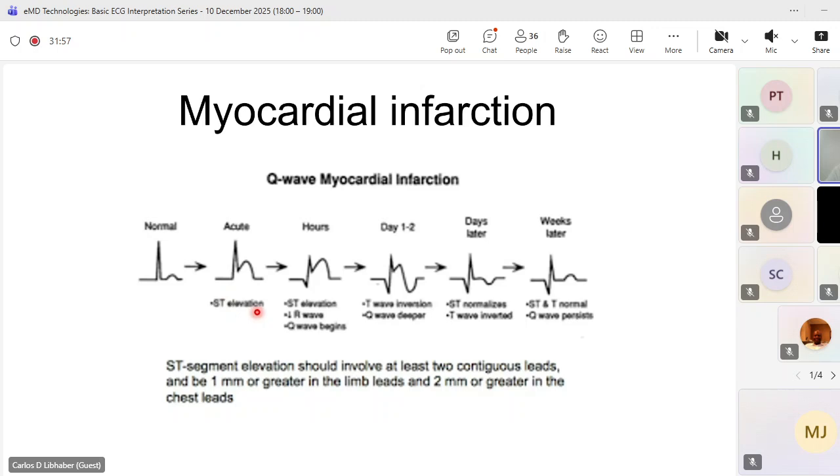Remember the Q, because we have seen normal Q waves, but for the Q to be pathological, it has to be at least 1 millimeter wide and at least 1/3 of the R wave. Here you are, more than a millimeter and deeper than 1/3 of the R wave.